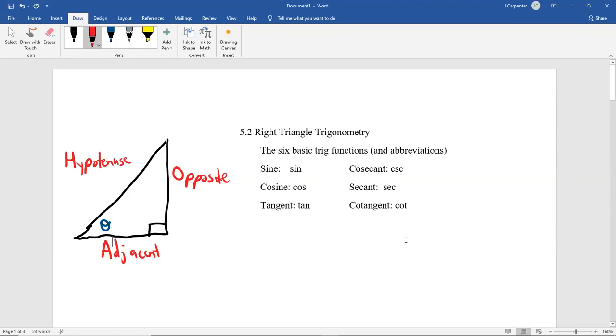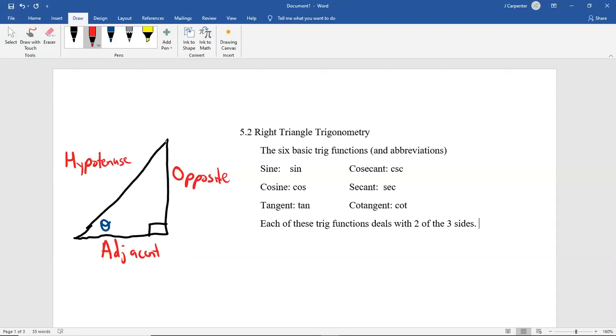How are these defined, though? What exactly tells us what the sine is? So a sine tells us to do something with 2 of these 3 things. A cosine tells us to do something with 2 of these 3 things. Every single one of these 6 functions deals with 2 of these 3. So each of these trig functions deals with 2 of the 3 sides. So it might deal with the opposite and hypotenuse. It might deal with the adjacent and the hypotenuse. It might deal with the opposite and the adjacent.